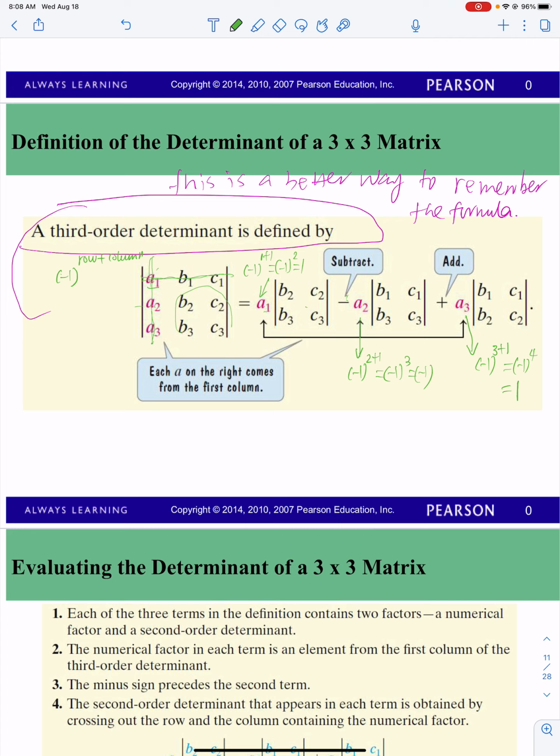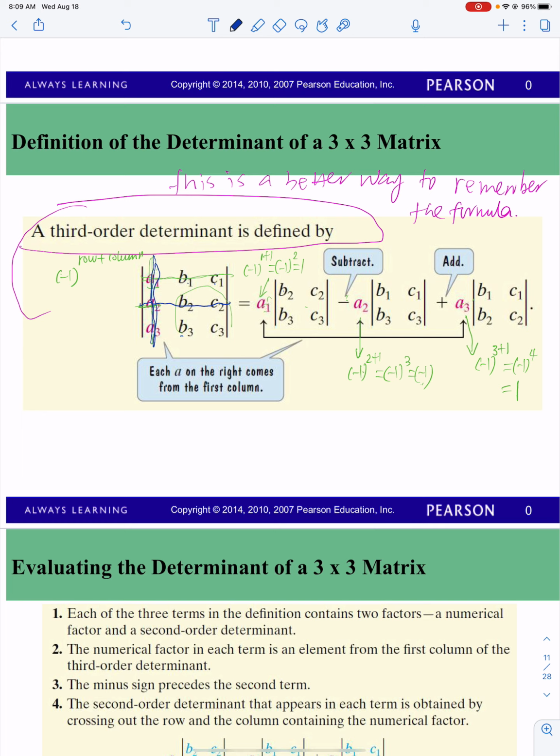Okay, so this is why you have a positive on the first and third, and you have a negative on the second. Yeah, so what will you do? When you have A2, you forget this row and the column that has A2. Then what do you have left? B1, C1, B3, C3. So similarly, you forget the A3, you have B1, C1, B2, C2 left. And then what will you do?